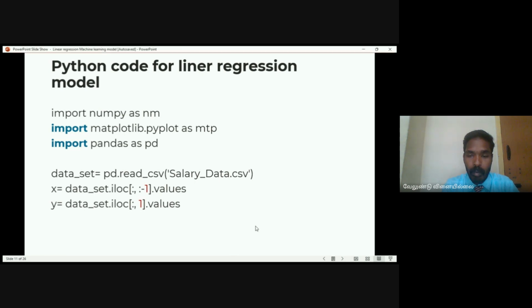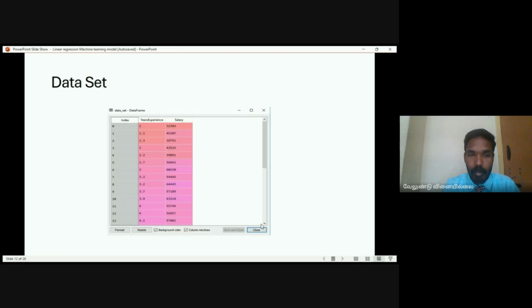By using that, we can extract the data here, and in the data set you can see the years of experience and salary. If years are increasing, automatically the salary is increasing. So the behavior of the data set is linear. Therefore, we are using linear regression for this analysis.